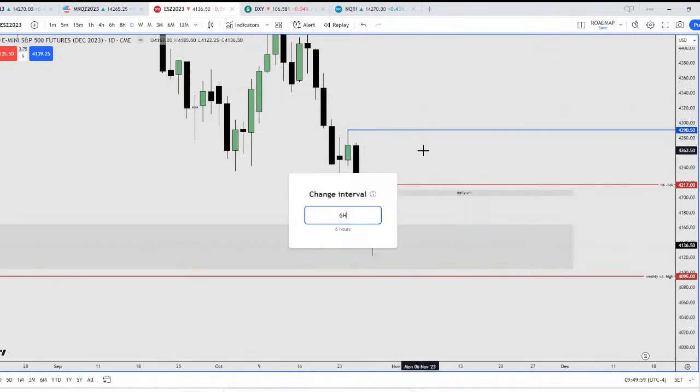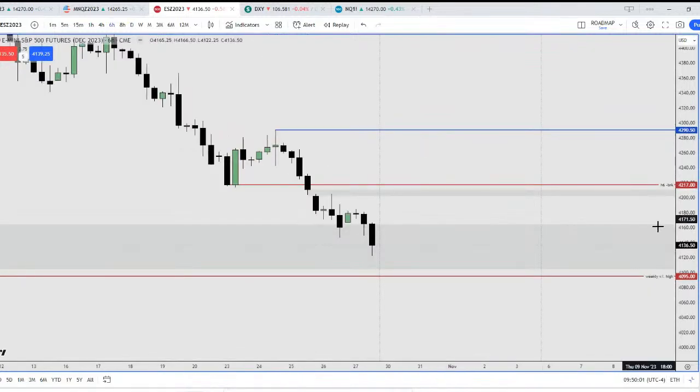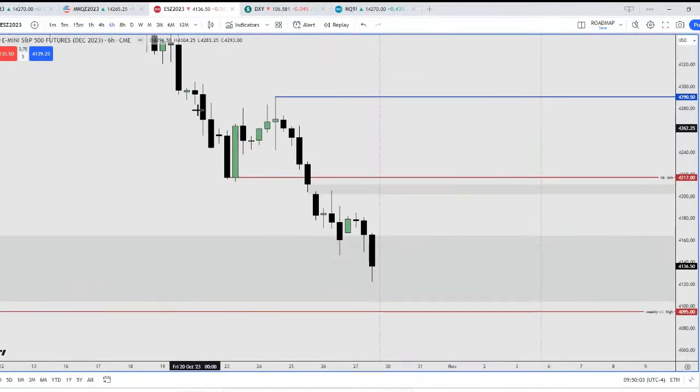Right, so this is daily 6 hours. So this right here would be invalidation wise. That's all because it has already taken out buy stops right here. So it doesn't have to come back here anymore for bearish prices. Okay.